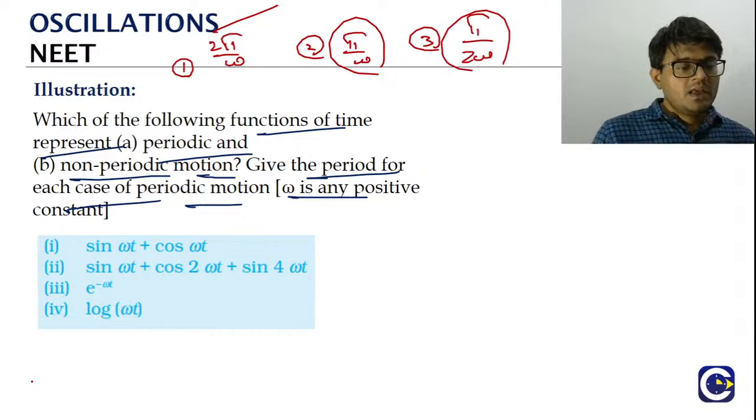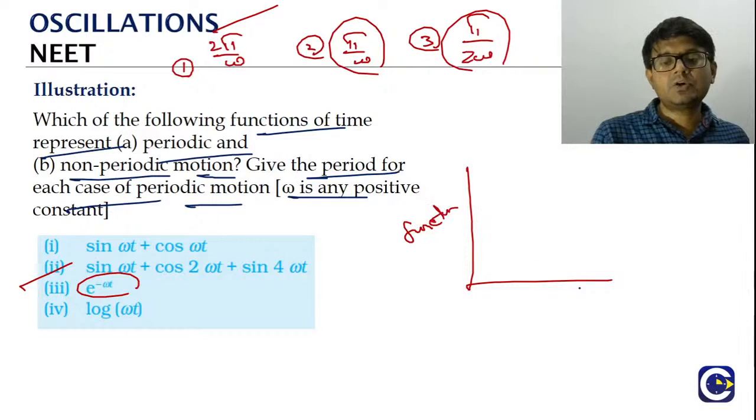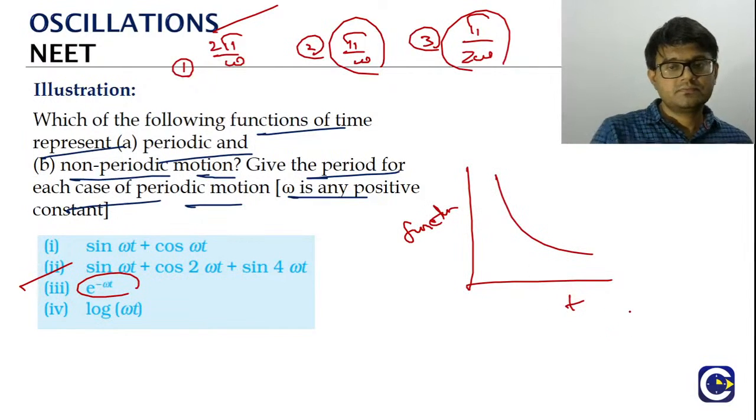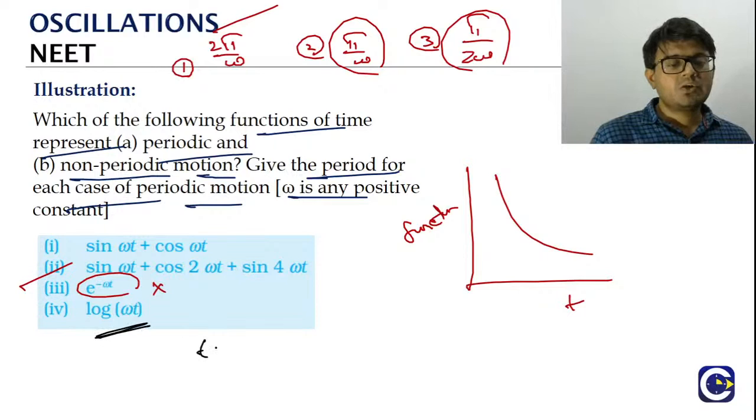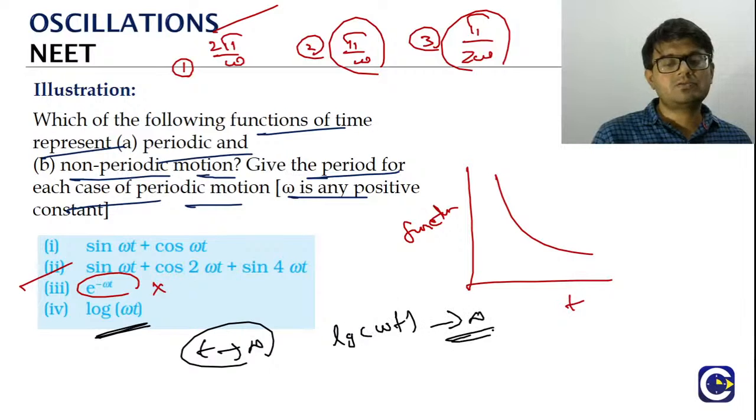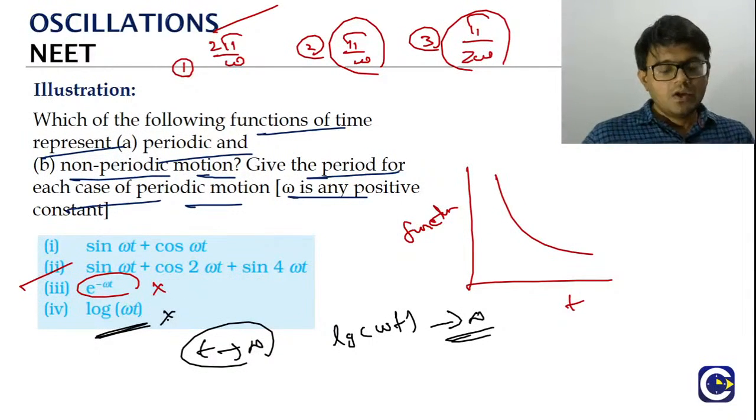Next, let us look at the third example, e to the power of minus omega t. When you look at this function, it is an exponentially decaying curve. It keeps on decreasing and does not repeat, so it is a non periodic function, or non periodic motion. Similarly the fourth one, log omega t. As t reaches infinity, the value of the function also reaches infinity, so it does not repeat. The motion is non periodic.